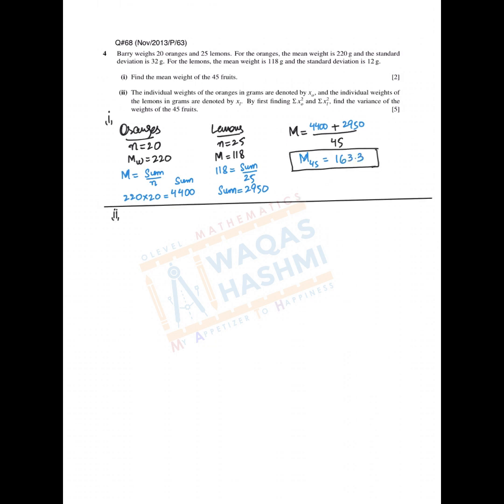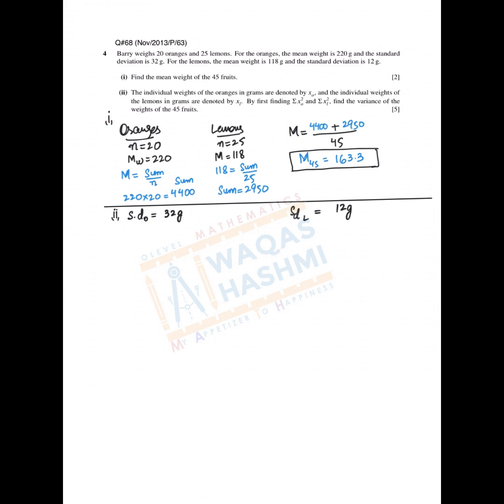Alright, before starting the second part, let me remind you that we were given the standard deviation of oranges. So the standard deviation of oranges is 32 grams, right? And the standard deviation of lemon is already given, that is 12 grams. Now I will start my second question.